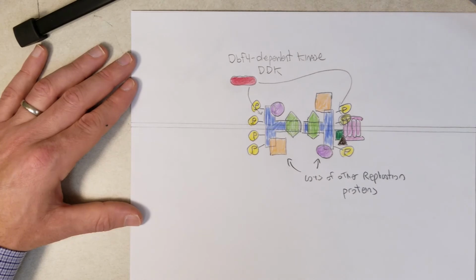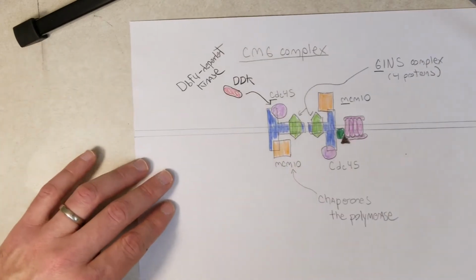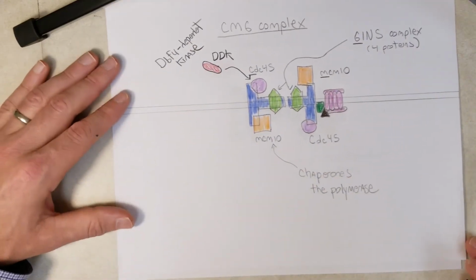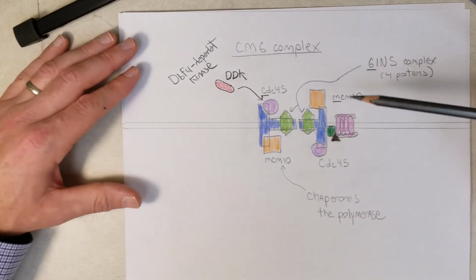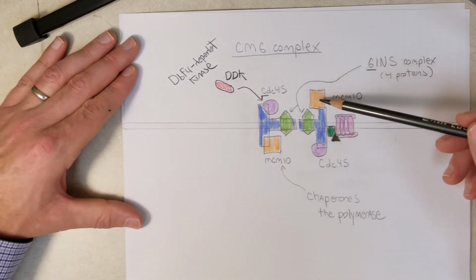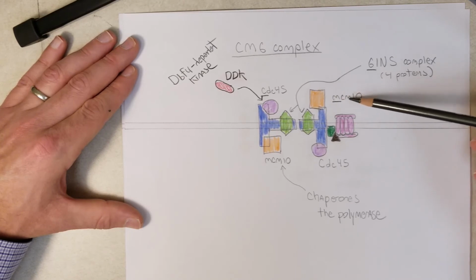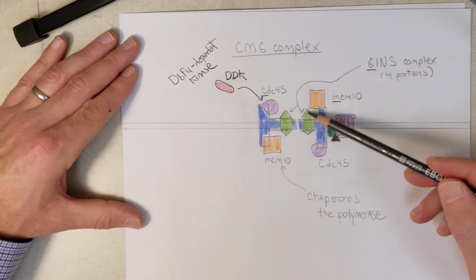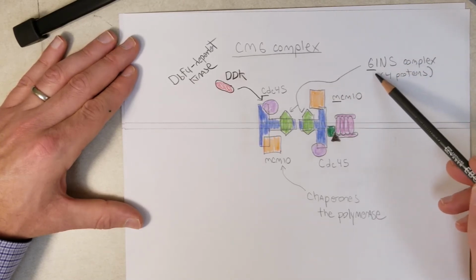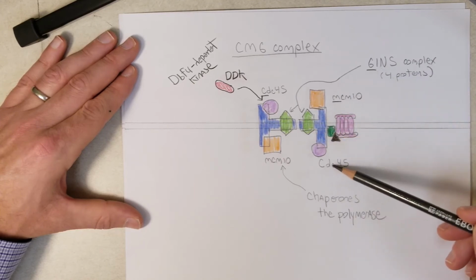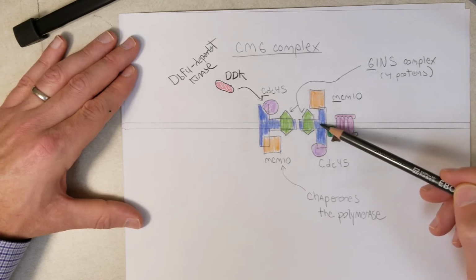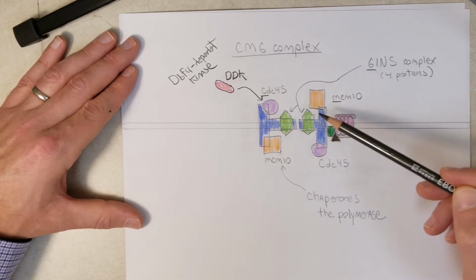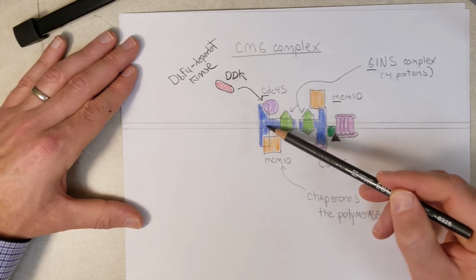Okay, so in the next phase, I think we're out of order here. It seems like it got really complicated all of a sudden, but it didn't. Don't worry too much about that. We're going to add 3 things here: MCM10, the GINS complex, which is a complex of 4 proteins, and CDC45. We're going to add 1 of each of those to this MCM complex here, and 1 of each to this MCM complex over here.